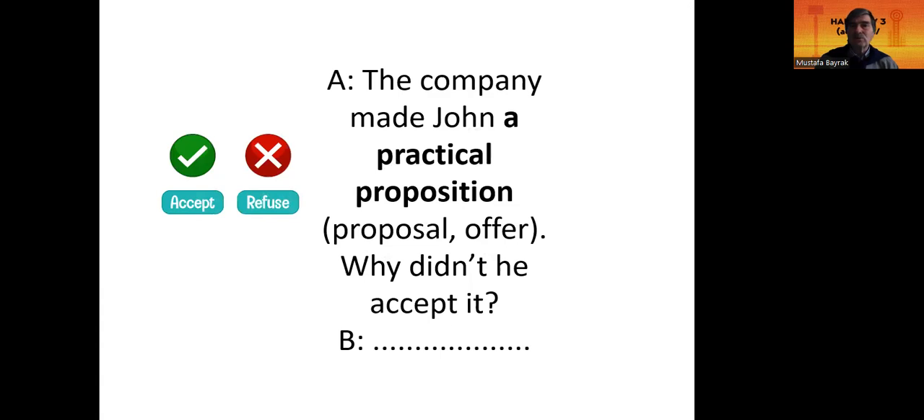The company made John a practical proposal, offer, yes. Why didn't he accept it? He didn't accept it because he had to work for 3 months in his present company.